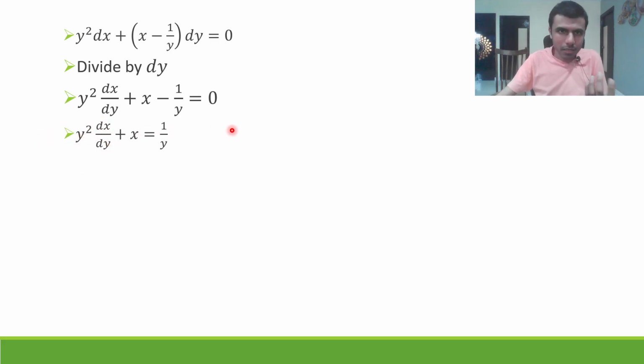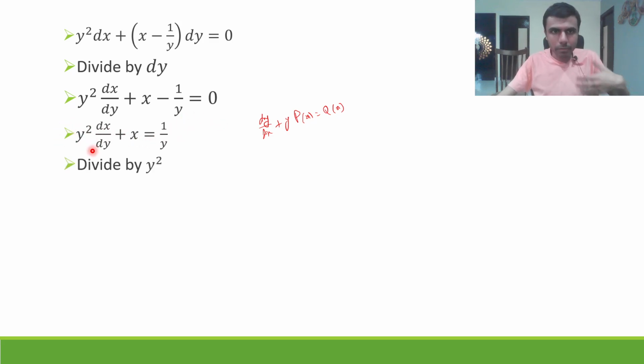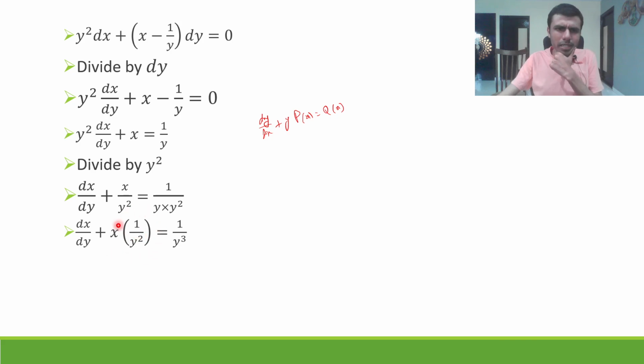Now generally, in our standard one, we have dy by dx plus y into p of x equal to q of x, something like this, right? So if you see, beside dy by dx there is nothing, I mean the coefficient is 1, so divide by y square, divide by y square. If you do that, dx by dy plus x by y square is equal to 1 by y into y square, fine. So ultimately I'll get dx by dy plus x into 1 by y square is equal to 1 by y cube, fine.